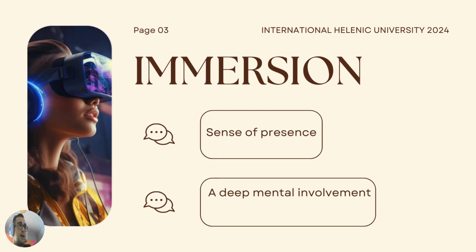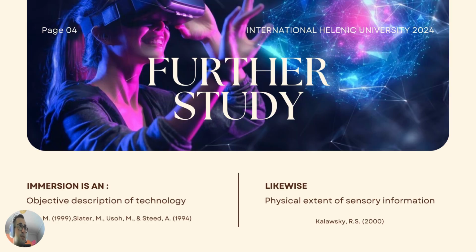Moving on, let's see some of the definitions of what immersion is. Immersion is a sense of presence and a deep mental involvement. Slater defined immersion as an objective description of the technology, while the sense of presence is a subjective experience only quantifiable by the user experiencing it. Likewise, Slater states that presence is essentially a cognitive or perceptual parameter, whilst immersion essentially refers to the physical extent of the sensory information and is a function of the enabling technology. Moving on, let's see some further study.